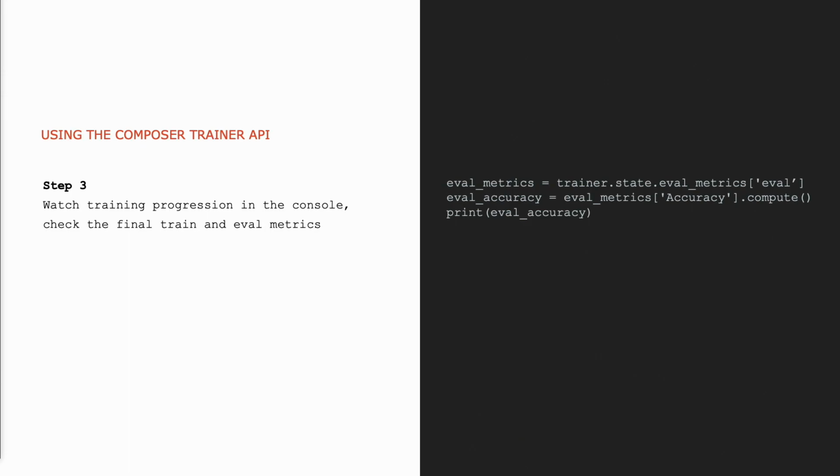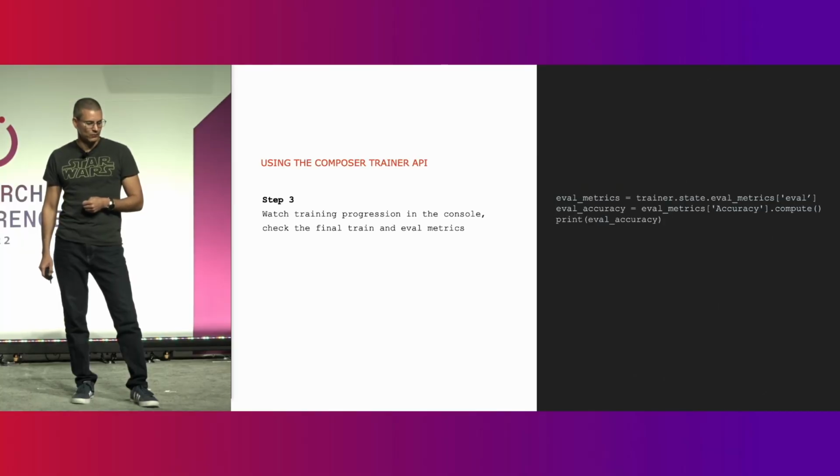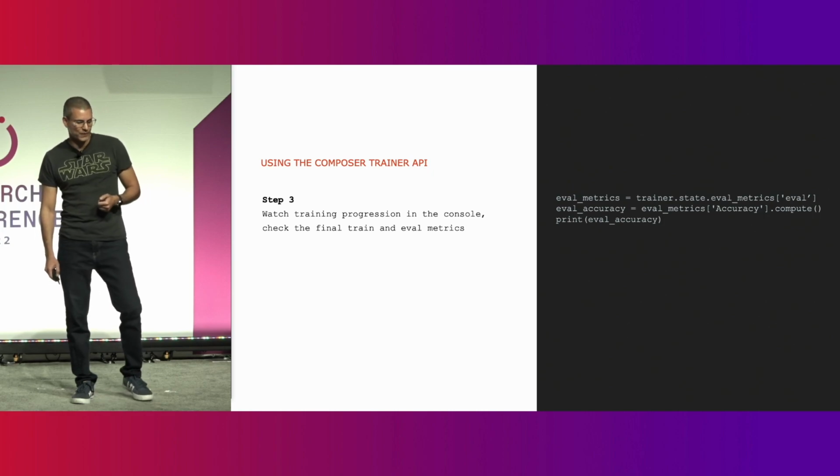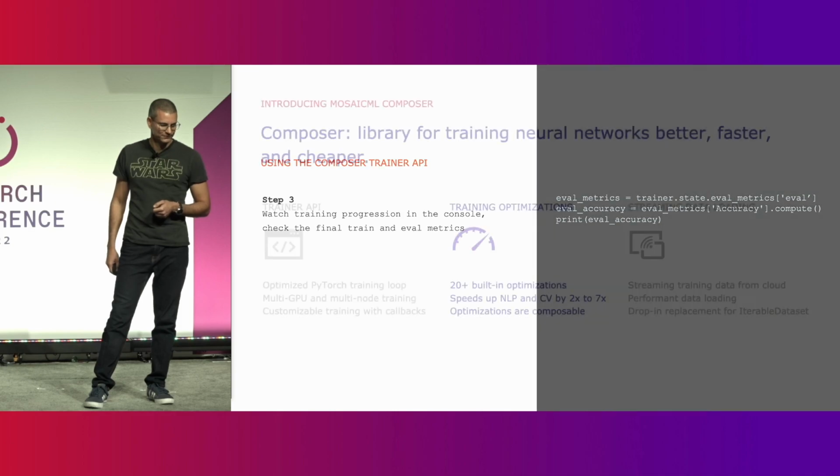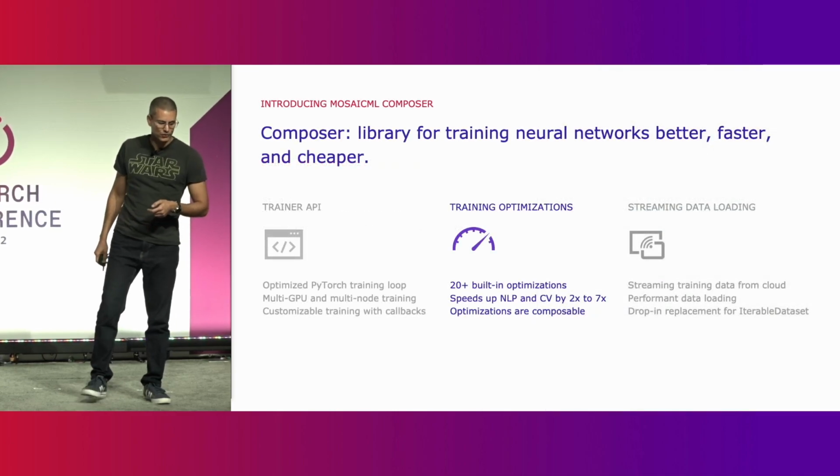Metrics are logged during training, and you can check them in your console, or Composer integrates really well with tools like Weights & Biases or CometML, and you can check your metrics there. And once training is done, you can look up your torch metrics in the trainer state object, as you can see here. Sweet. Moving on to applying training optimizations.